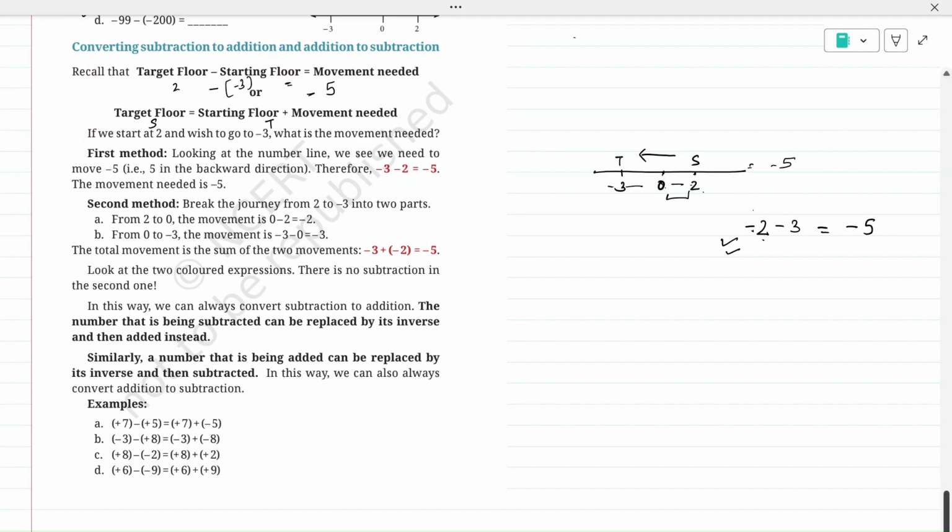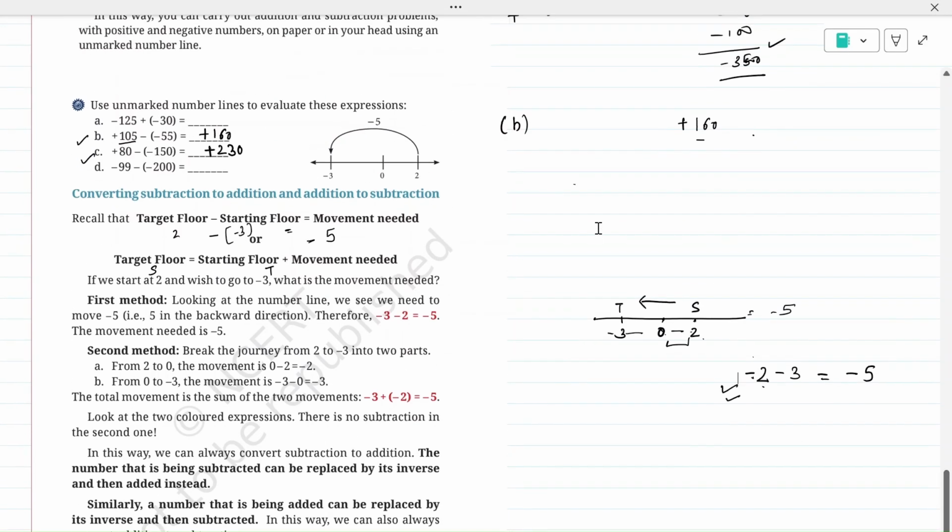So kids, you just have to remember this formula. You have to identify the starting floor, the target floor, and the movement needed. On the basis of this, you can easily do the questions using the large numbers and the small numbers on the vertical number line and the horizontal number line.